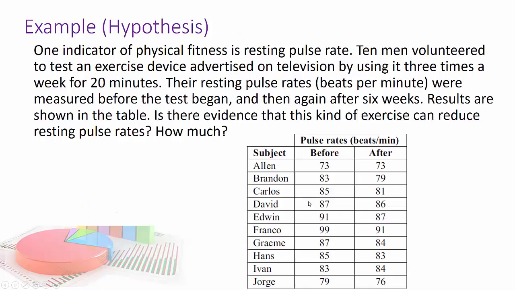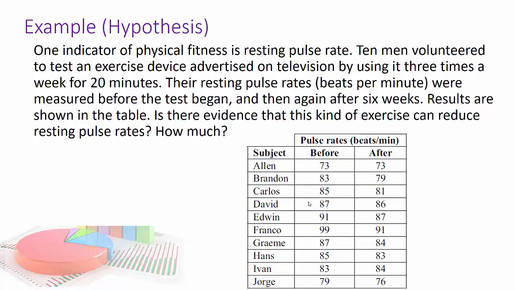So let's go ahead and look at this example. One indicator of physical fitness is resting pulse rate. 10 men volunteered to test an exercise device advertised on television by using it 3 times a week for 20 minutes. Their resting pulse rates, in beats per minute, were measured before the test began, and then again after 6 weeks. Results are shown in the table. Is there evidence that this kind of exercise can reduce resting pulse rates, and by how much?